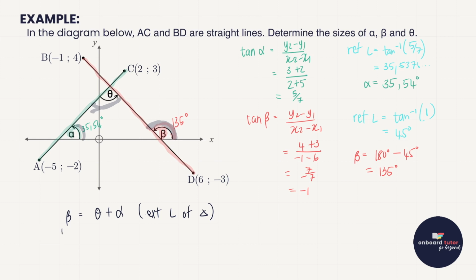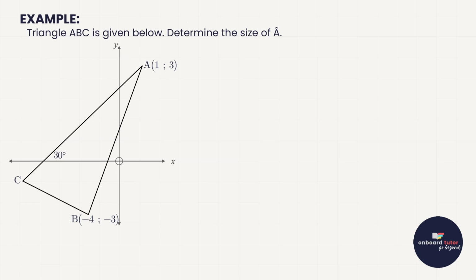Then we can substitute: 135 degrees is equal to theta, which we don't know yet, plus alpha, 35,54 degrees. Then we can move this 35,54 across, and it becomes a negative. So we end up with theta equal to 135 minus 35,54, and we get an answer of 99,46 degrees for theta.